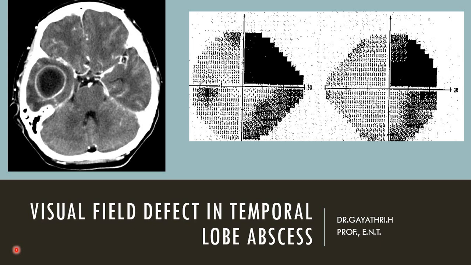Today in this video, I shall be discussing an interesting topic, that is the visual field defect in temporal lobe abscess. One of the classical focal neurological deficits in temporal lobe abscess is the pie in the sky appearance or contralateral superior quadrantanopia. That is, a patient with right temporal lobe abscess will be blind for the left upper quadrant of the visual field. Let's now see the pathophysiology behind the development of this defect.